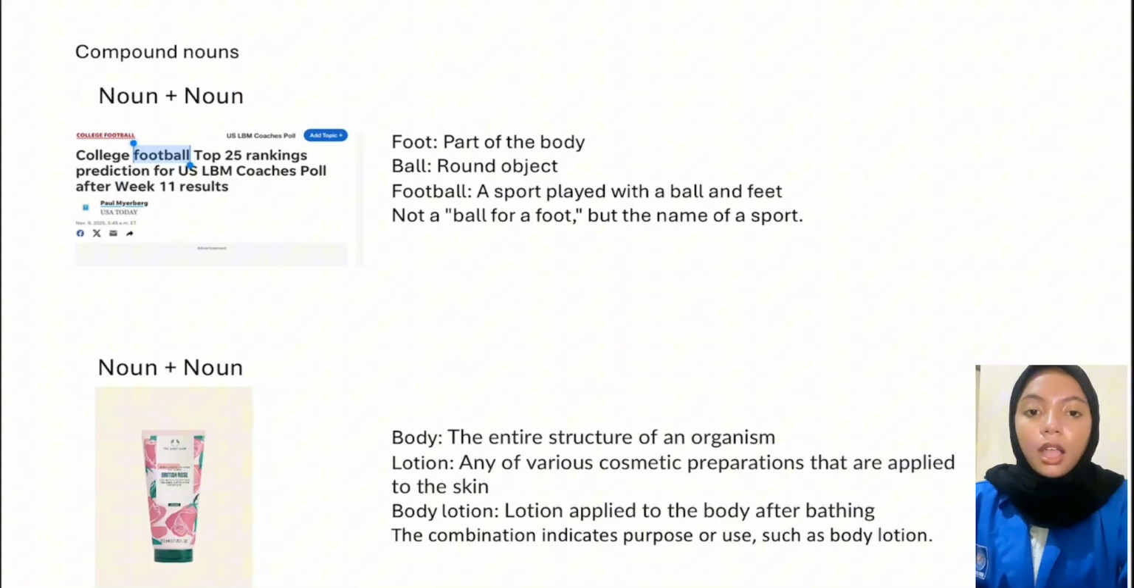And the next, I have body lotion, a noun plus noun. The body, the entire structure of an organism. Lotion, any of various cosmetic preparations that are applied to the skin. And body lotion, lotion applied to the body after bathing. The combination indicates purpose or use, such as body lotion.